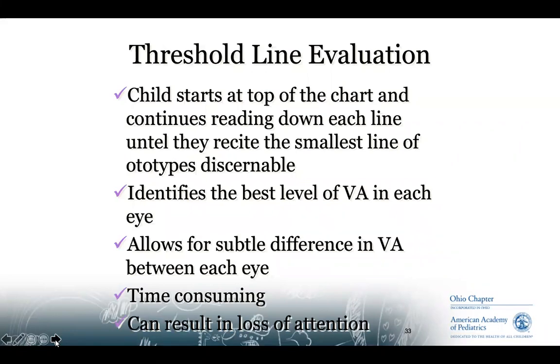What's the threshold line evaluation? Well, the child starts at the top of the chart and continues reading down each line until they recite the smallest line of optotypes that are discernible. This identifies the best level of visual acuity in each eye, and it allows for subtle differences in visual acuity between each eye. It is time consuming. You need to warn your staff if they've not done this before, and it can result in loss of attention, especially in the younger kids.